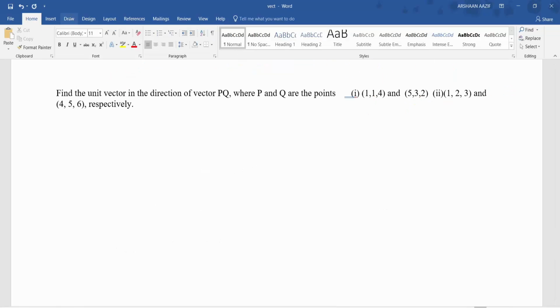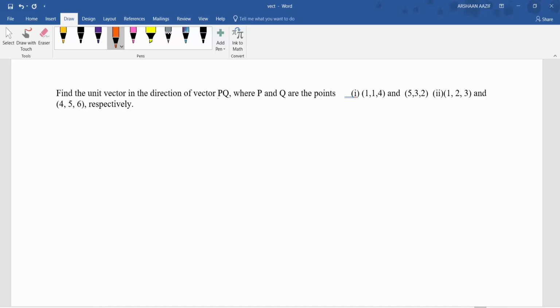Try to do this sum. Find the unit vector in the direction of PQ, where P and Q are the points. So we have two conditions here. We'll do one sum and the other you can try to do. So this is the unit vector type.